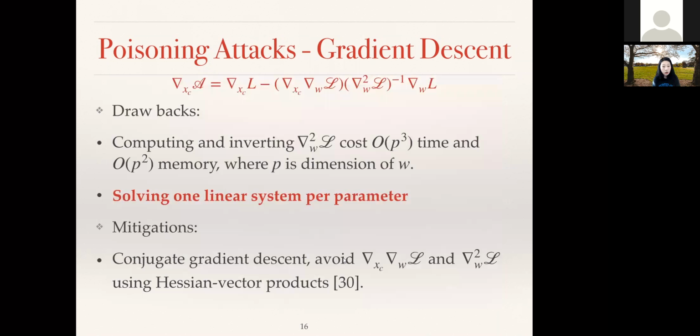As we also said before, the drawback really is that computing and inverting the Hessian costs p cubed time and p squared memory, which is not practical for large networks, especially if you consider omega being the number of parameters in a neural network. That would just be infeasible.